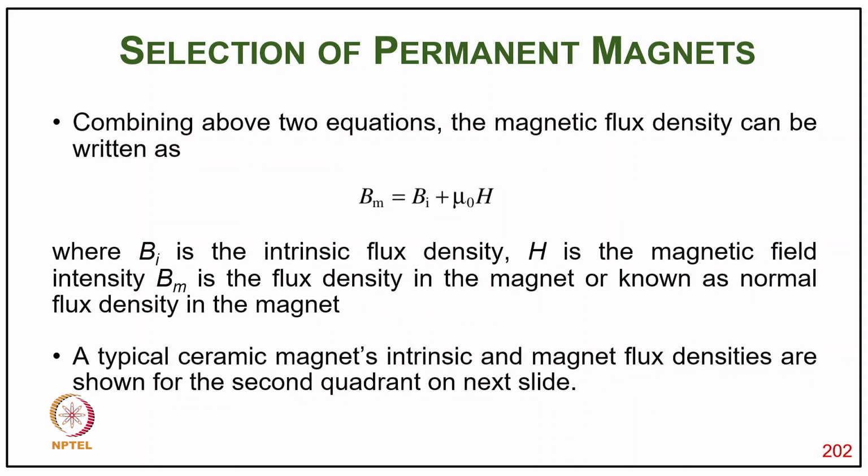And combining the two equations, the magnetic flux density can be written as Bm equal to Bi plus mu0 H, where Bi is the intrinsic flux density, H is the magnetic field intensity, and Bm is the flux density in the magnet, also known as the normal flux density in the magnet. A typical ceramic magnet, typically a ferrite magnet, has intrinsic and magnet flux density shown in the second quadrant in the next slide.